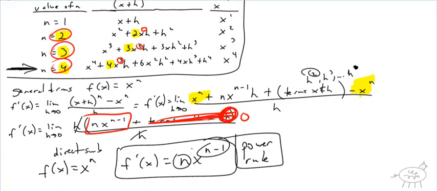Okay, I just wanted to show you a little bit where it came from, because I don't just like handing you stuff. You guys need to know where things come from. All right, so let's actually do some examples here now of the power rule.